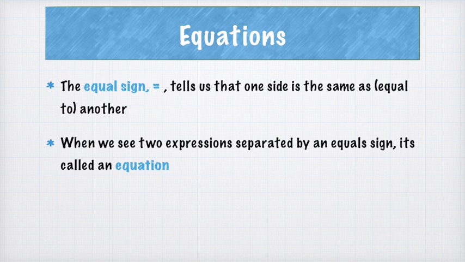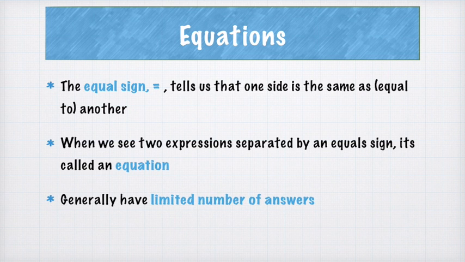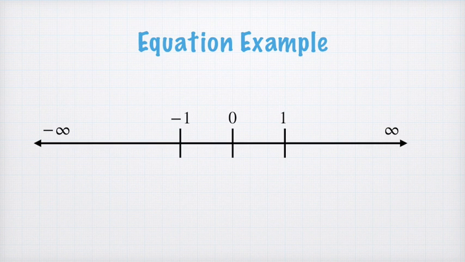When we see two expressions separated by an equal sign, we call it an equation. And usually equations have a limited number of answers. Because we have to have both sides equal to each other, we're going to have a limited number of answers. There's a couple of exceptions, but not enough to talk about right now. So we're going to give you an example of an equation really quickly.